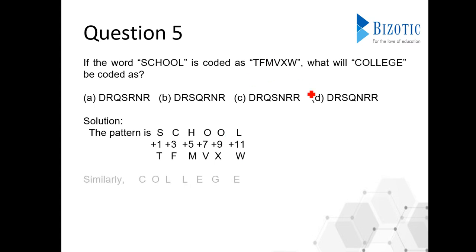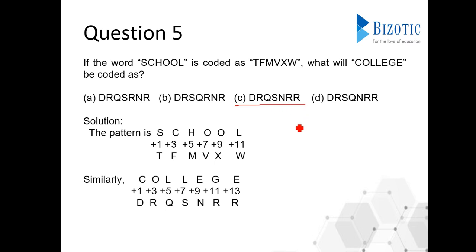We'll do the same thing for COLLEGE. But here we have one extra letter, so we also have to include the next odd number after 11, which is 13. And these are the alphabets we get when we add. C plus 1 gives D. O plus 3 gives R. P, Q, and R. Similarly, L plus 5, L plus 7, E plus 9, G plus 11, and E plus 13, so that we get D, R, Q, S, N, R, R. So that is our option C, DRQSNRR.